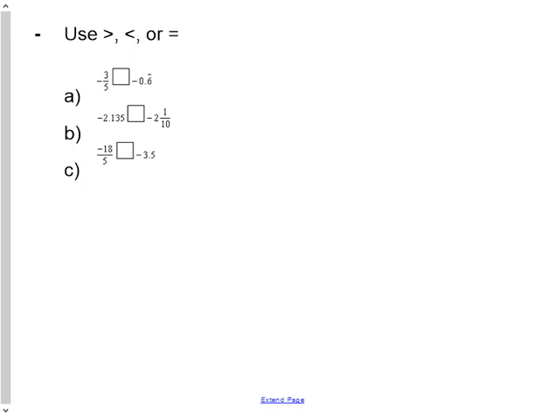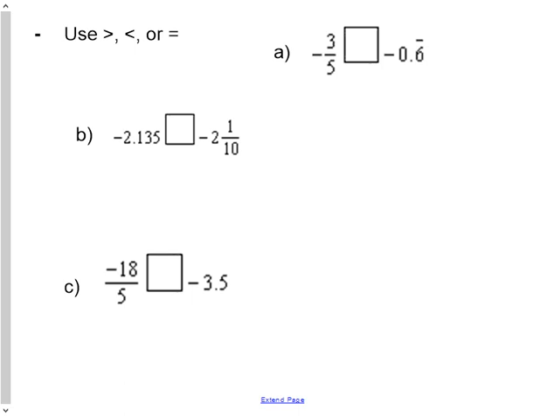The next question says use greater than, less than, or equal to for these following questions. By the way, what question is this? Okay, question 6. The first question says negative 3/5 is less than, greater than, or equal to negative 0.6 repeating. Some of you had a hard time changing 3/5 to a decimal without a calculator. Remember, if you can make an equivalent fraction where the denominator is 10, 100, or 1,000, you have the ability to read it and write it. So 3/5 is equal to 6/10.